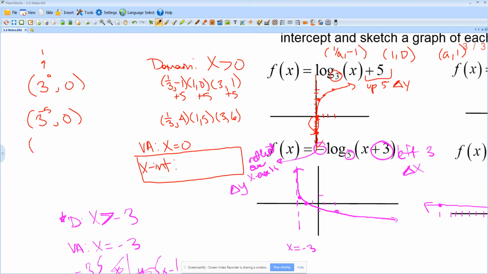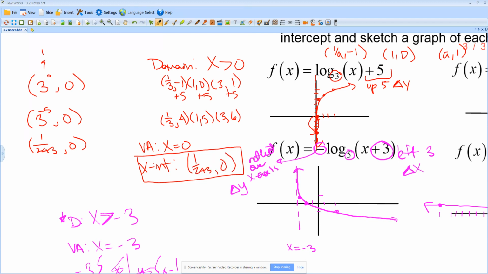3 to the negative 5th is going to give me, 3 squared is 9. Times 3 again is 27. Times 3 is 81. Times 3 is 243. So this is 1 over 243, comma 0. So this would be our x-intercept.